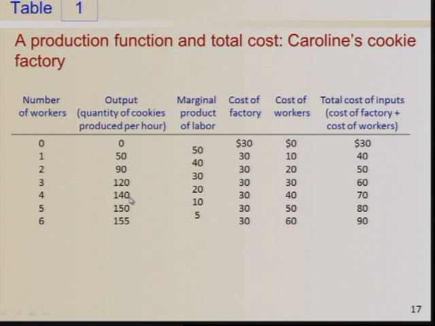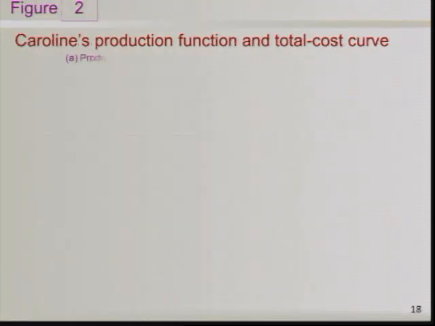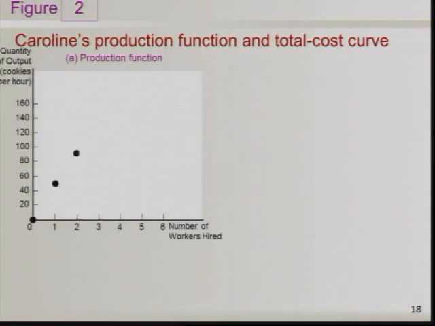And it's still increasing, but at a much slower rate when we get to the 4th, 5th, 6th worker. For example, our 6th worker only brings 5 additional units, or 5 more cookies in this case. And this production function just shows and illustrates these diminishing marginal returns when we keep adding more and more workers, and the total number of cookies still increases, but increases at a slower rate.